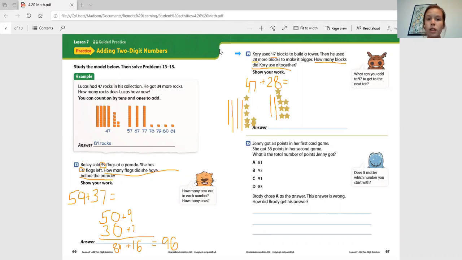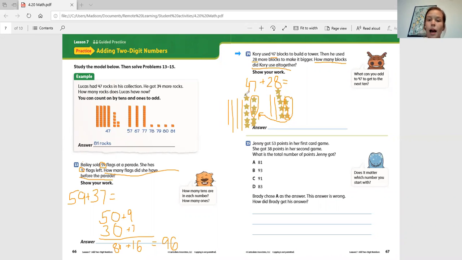Now, if we're making a friendly number, I want to try to make one of these groups of ones into a 10. So over here, 1, 2, 3, 4, 5, 6, 7. I need 3 more to make this a 10. So I'm going to put 3 more up here. And remember, I had to take them away from over here, so they're not going to be there anymore.